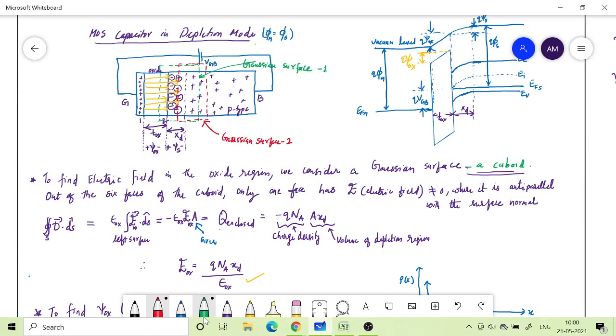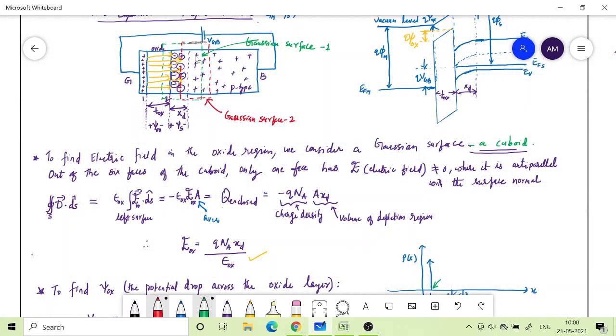Gaussian surface 1. Okay, so for this new red cuboid, again it is a cuboid, but one edge is actually passing between the interface and the edge of the depletion region. So the left side is passing through it, so that we can find out what is going to be the electric field inside the depletion region.